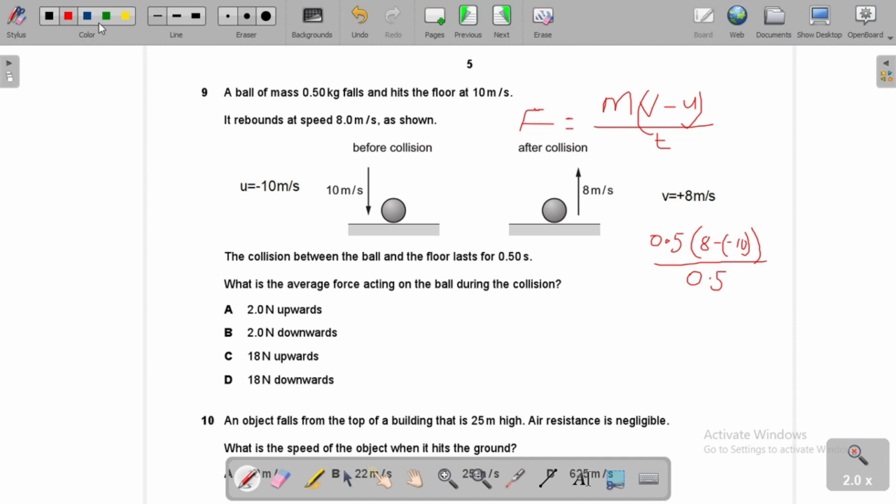Without wasting any time, we can see that 0.5 here can cancel 0.5. So we are left with 8 minus minus 10, which is equal to 8 plus 10. And 8 plus 10 is 18. But we need to look at the direction. Is the 18 plus or minus? It is plus 18. What did we use plus for? Upward direction. So the answer is C: 18 newtons in the upward direction.